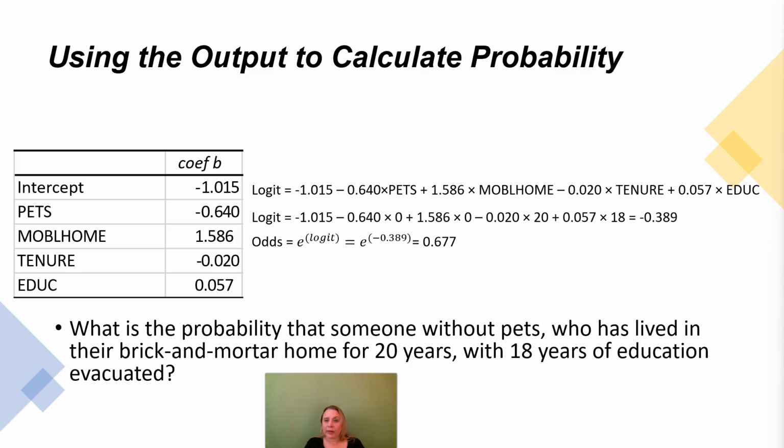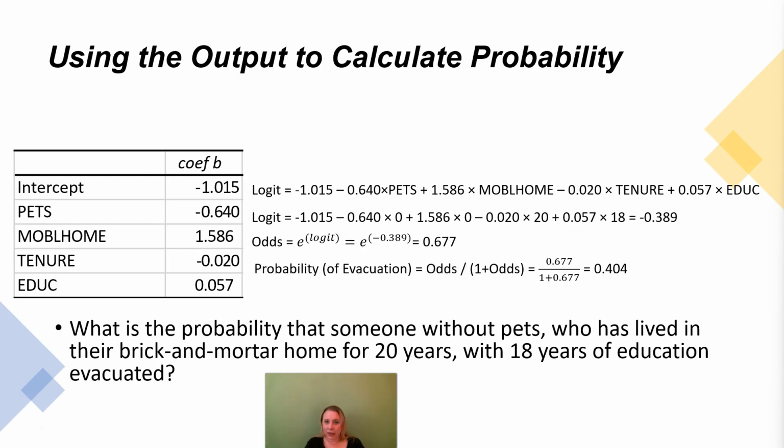Now, to calculate the odds of evacuating, we're going to exponentiate our logit. So if we exponentiate negative 0.389, we're going to get 0.677. And remember, it's a good idea to keep this value in your calculator or your Excel sheet and just refer back to that value instead of rounding your values, so you can reduce the margin of error in your calculation.